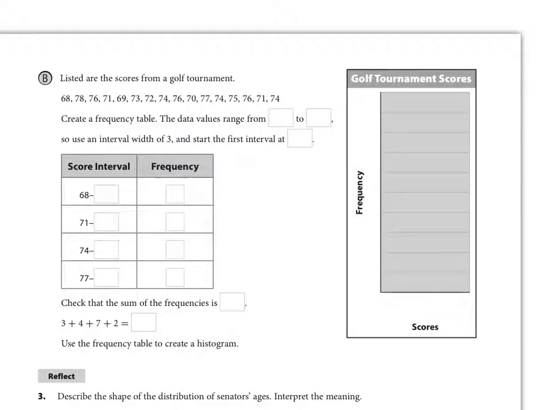In order to start our frequency table, we've got to know our lowest score. And then in order to figure out the size of the interval groups, we've got to get our highest score. That way we're not creating groups that are too big or too small. So it looks like my smallest number is 68, and the biggest is 78. I'm just doing this by observation. Then we want to think about how many numbers are included within that. There's actually 11 numbers.